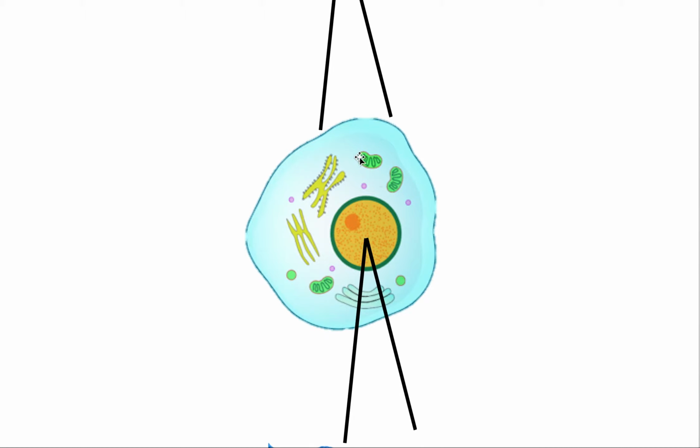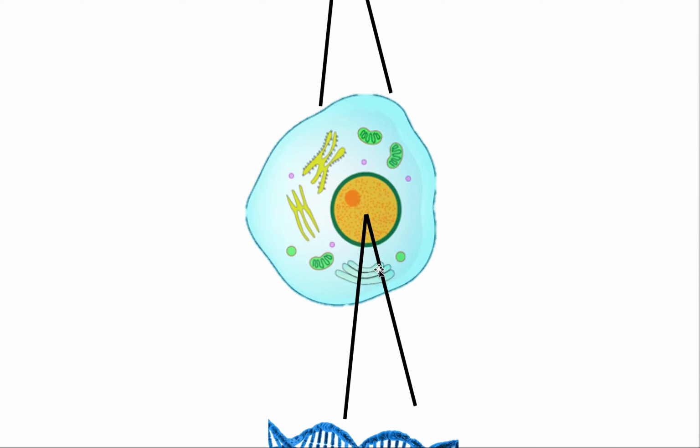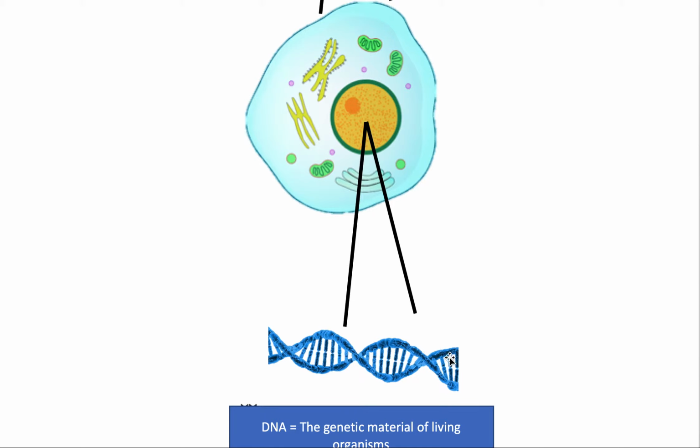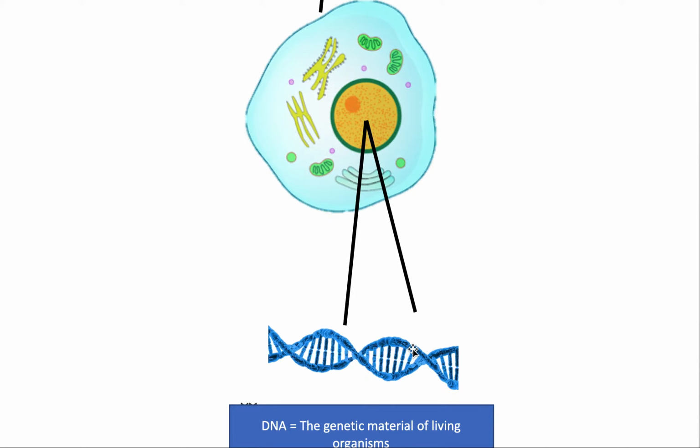Within a cell, there are many organelles, right? As you can see here. One of them being the nucleus. Inside the nucleus, surrounded by this membrane, this nuclear membrane, is DNA. Each person has DNA. And what exactly is DNA?